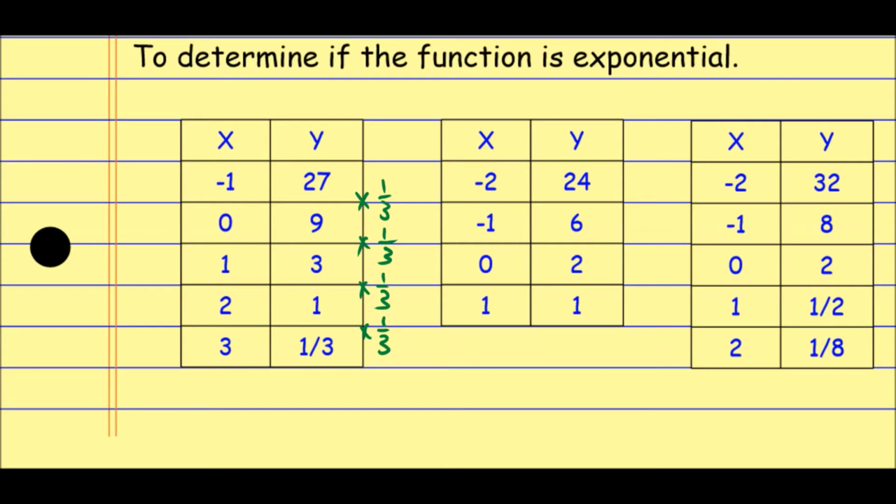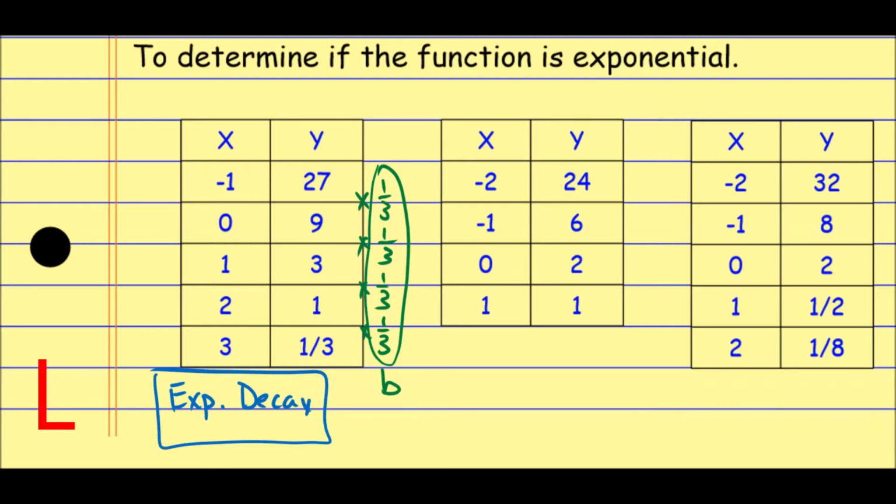And because the b value, remember this guy right here, that is the b value. Because the b value is a 1/3, this is exponential decay. You can also look at this thing and see that it's decreasing. Look at these values. They're going down. They're decreasing. They're getting smaller. They're getting closer to 0. So that also makes it decay.